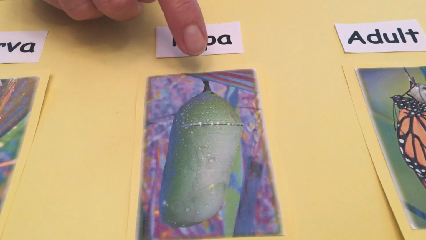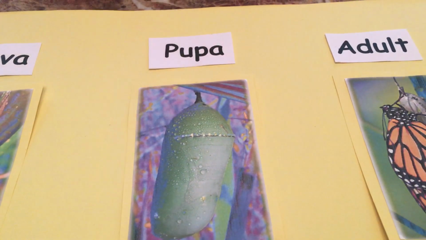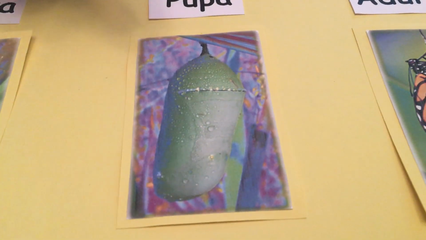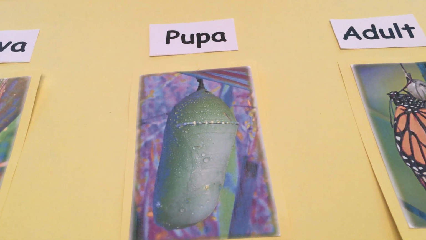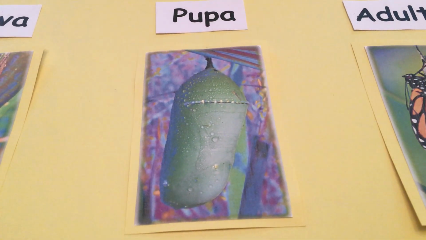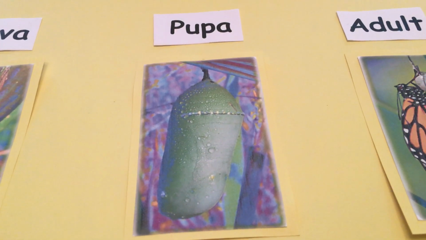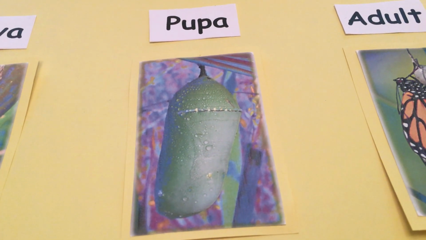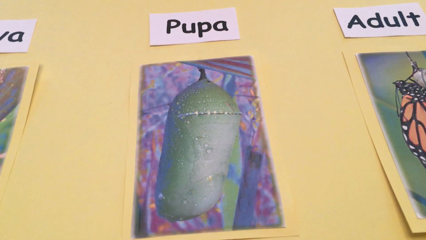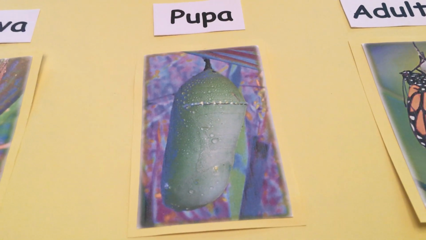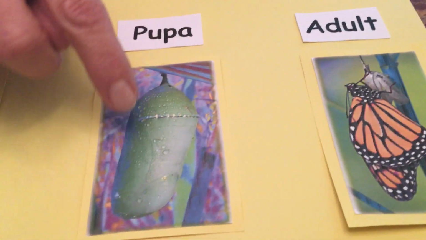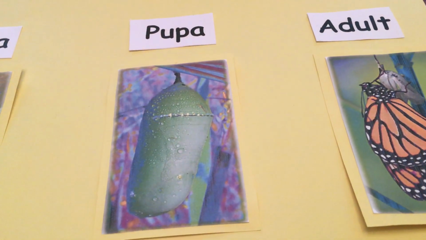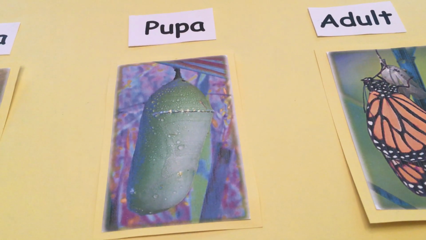Then it goes into the next stage called the pupa. It hangs from a silk button on a leaf, and it forms a chrysalis. A chrysalis is a hard covering that protects it, and a big change is taking place inside. It's called a metamorphosis. That's when something changes from one thing into something else, and in this case, it's a caterpillar into a butterfly. And this greenish color starts to turn clear, and this stage lasts about 2 weeks.